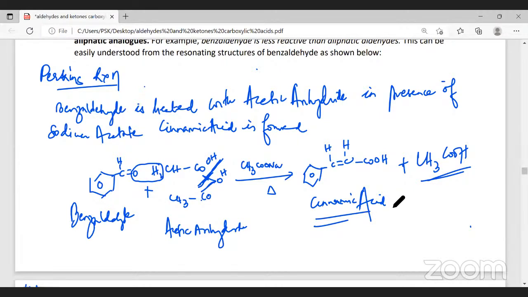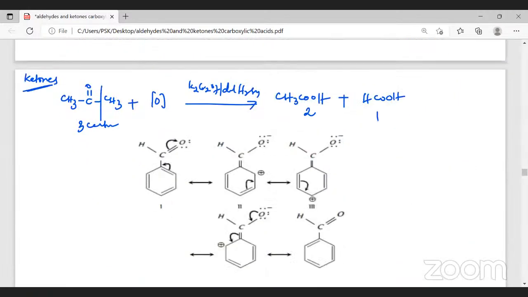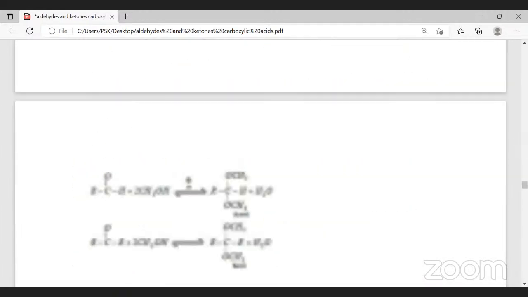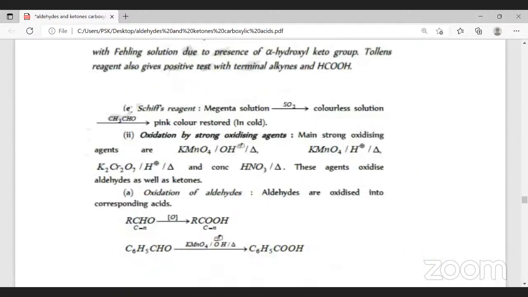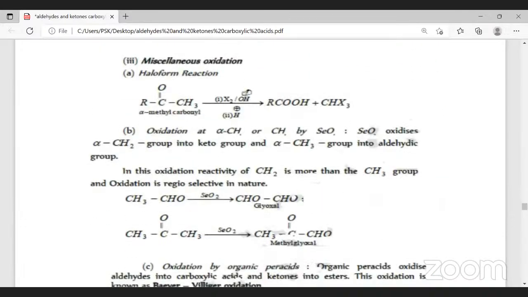So a lot of named reactions we have learned. Now, uses of aldehydes and ketones, you can read from any of the material. You can learn the uses of benzaldehyde, acetaldehyde, or acetophenone. All that you can learn. Now we have the next part of the topic, that is carboxylic acid. We have to learn about carboxylic acid. A lot of reactions we have learned.